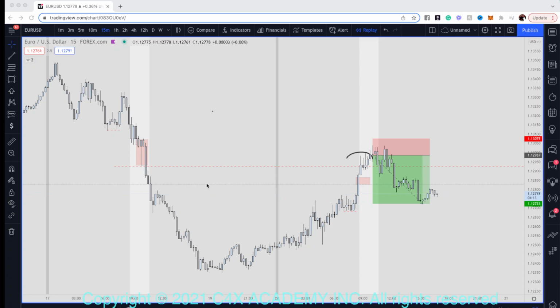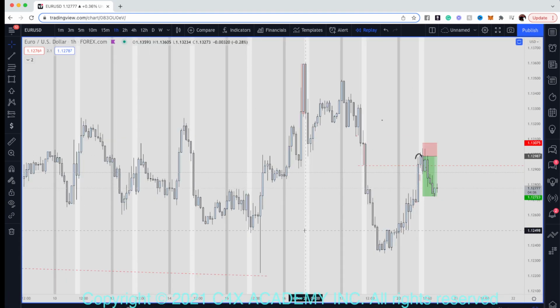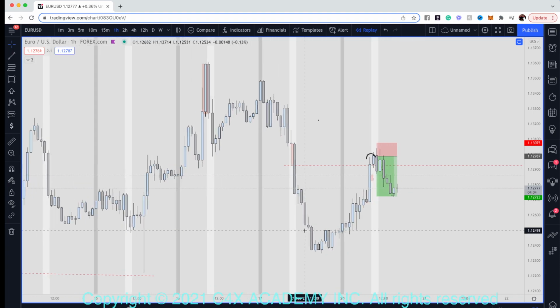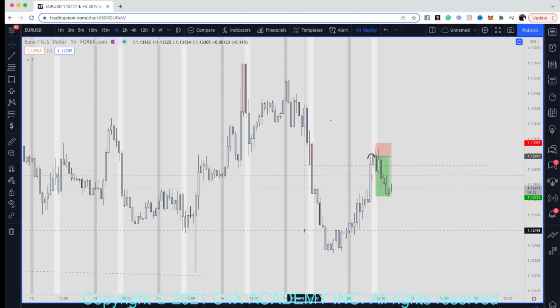Let's talk about this trade, EUR/USD. This was today, December 20th. Now, when it comes to this specific trade, let's go over to the 1 hour real quick, just that way we can see what's going on from the 1 hour perspective.